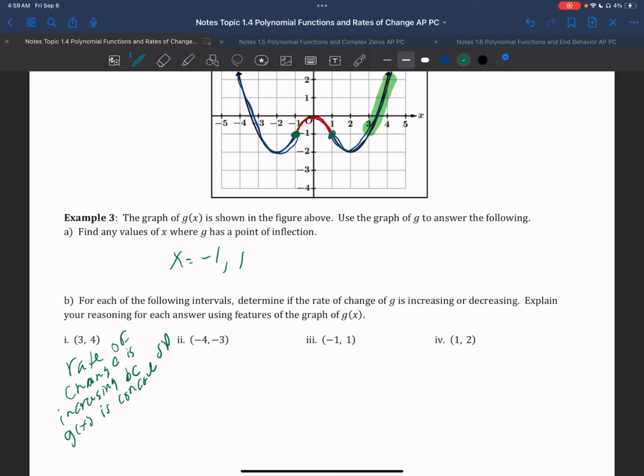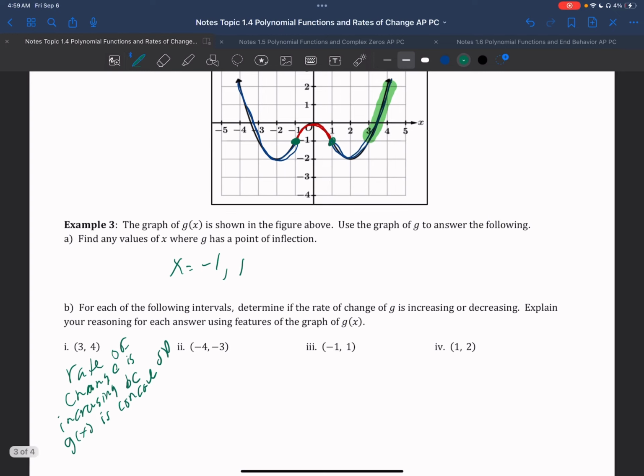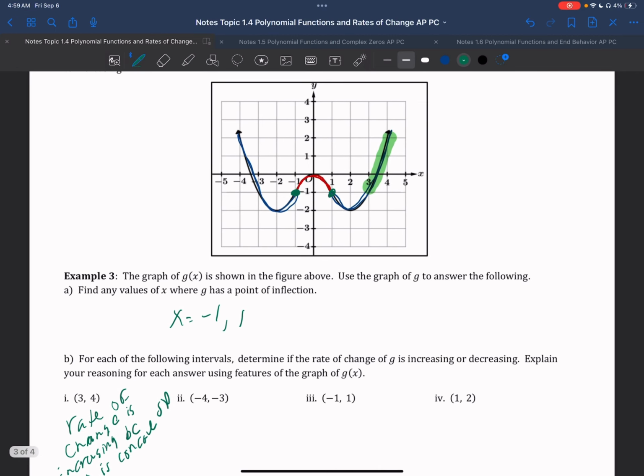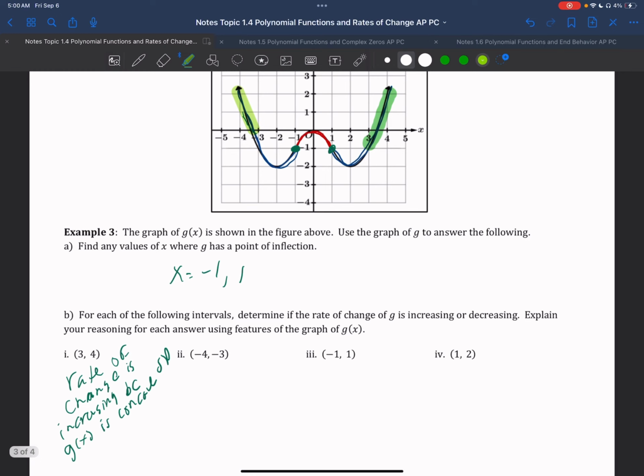Okay, now let's look at the interval -4 to -3, which is going to be right here. Let me use my highlighter, yellow, -4 to -3. And I'm also going to say that the rate of change is increasing because I'm concave up. So it's going to be the same explanation as this one.